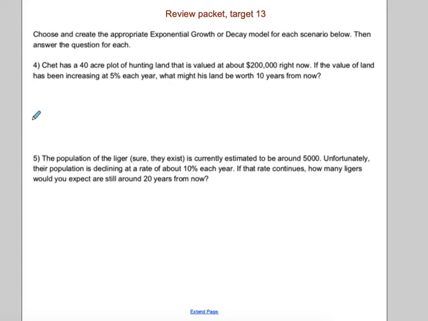I think we've done this one before. I remember Mr. K talking about the 40-acre plot of hunting land. So we got land that's valued at $200,000 right now, and the value is increasing at 5% each year. So there's your increase rate. The initial amount is 200,000, and it's increasing. Well, increasing means the rate is going up.